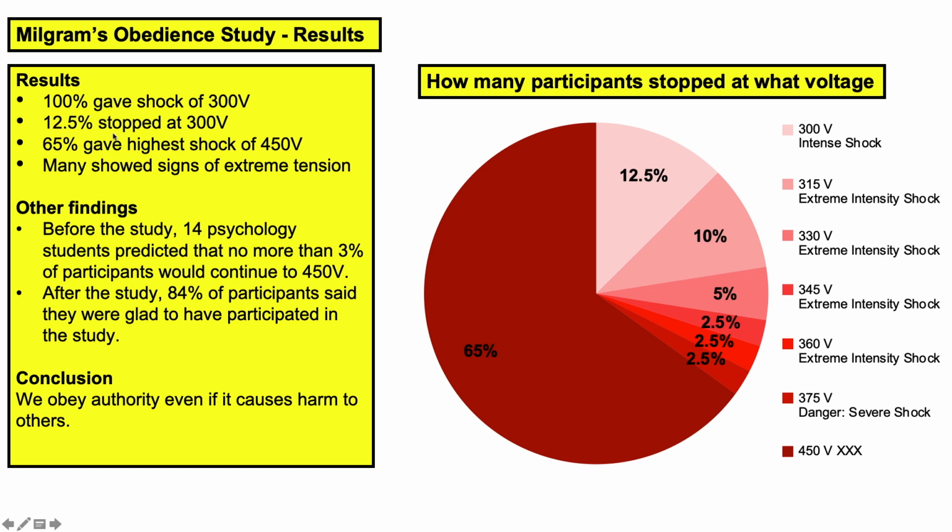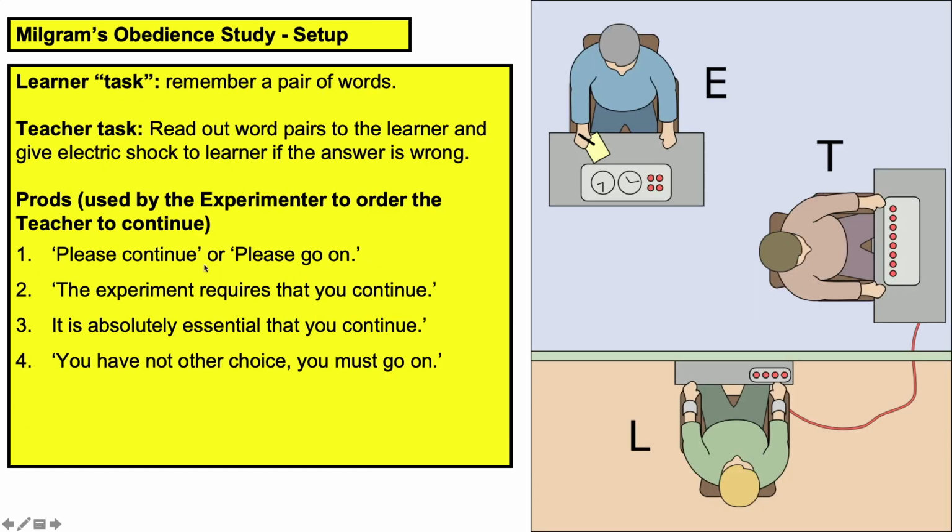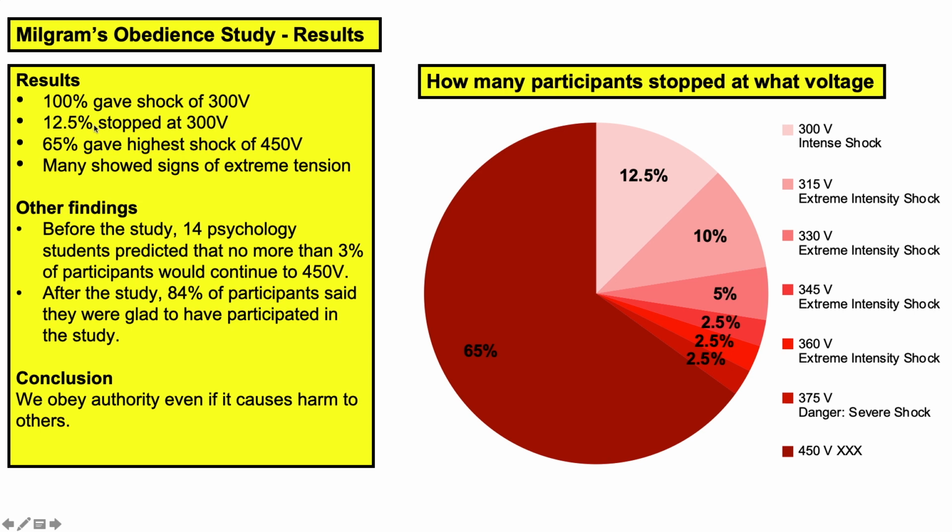Then 12.5% of participants stopped right there and didn't want to continue even when these prods were read out. But the thing is that, this is the crazy thing, 65% went all the way up to 450 volts, which was marked with a triple X. That's even after danger, severe shock.